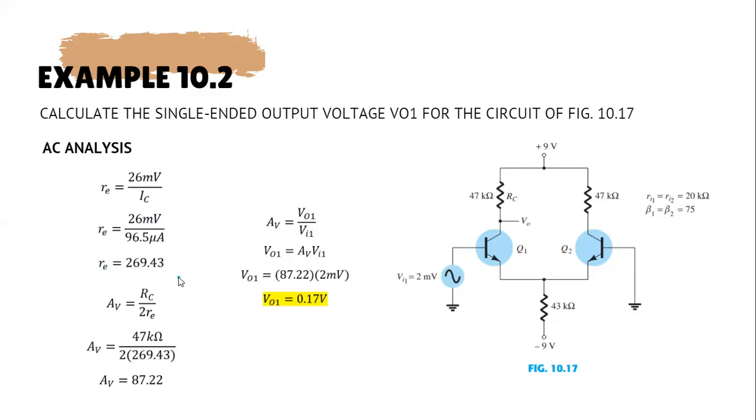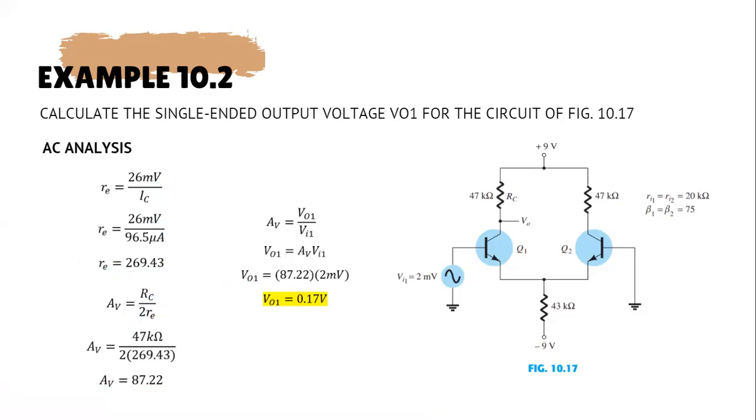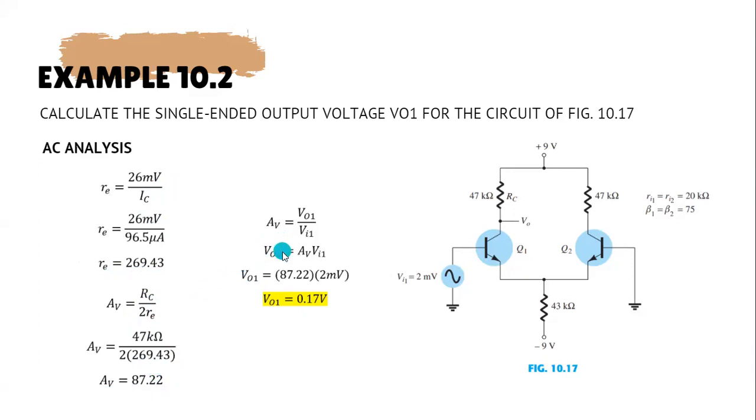After you get Re, you can jump straight into the voltage gain of the circuit. As you can see, AV is equal to RC over 2Re, where RC is 47K and Re is 269.43. So we have a voltage gain of 87.22. Now, to get the output voltage VO1, you have to multiply the voltage gain by the input voltage, which was given to be 2 millivolts. So 87.22 times 2 millivolts is an output voltage of 0.17 volts.